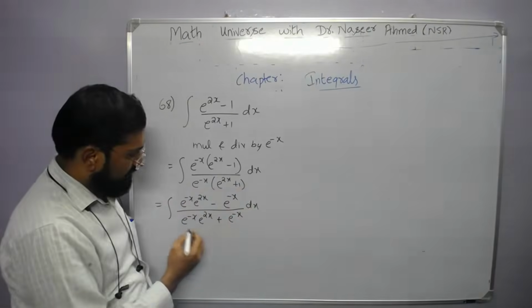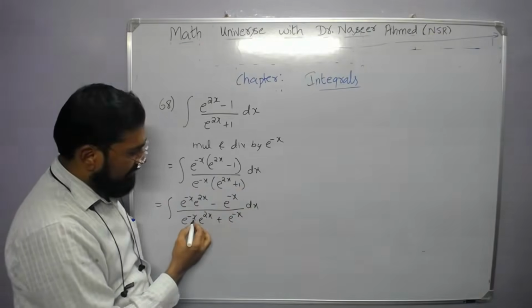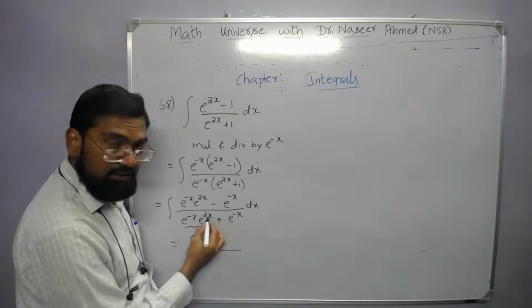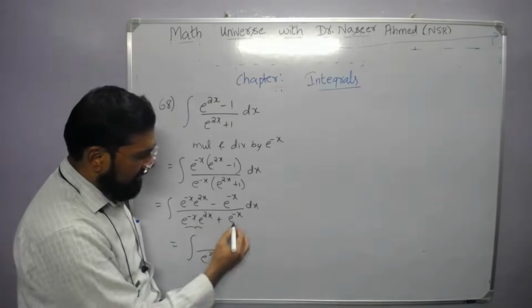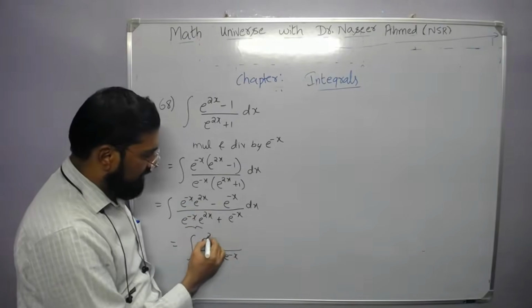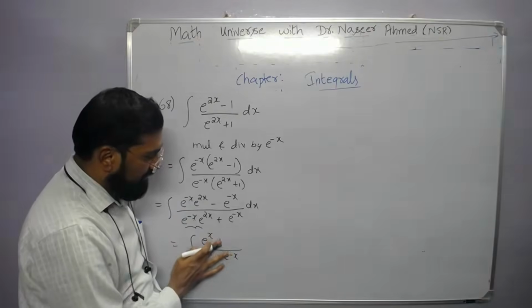From the law of exponents, bases are the same, so we can add the powers. Minus x plus 2x will be what? E power minus x plus 2x will be e power x. Again here, e power minus x, and minus x plus 2x will be e power x. And here the minus sign stays as it is.